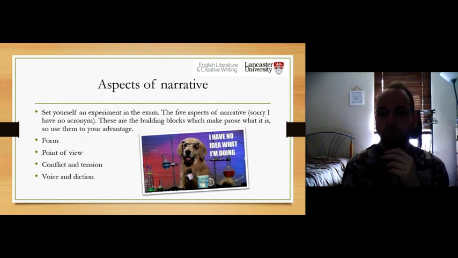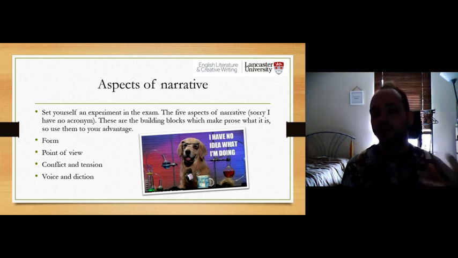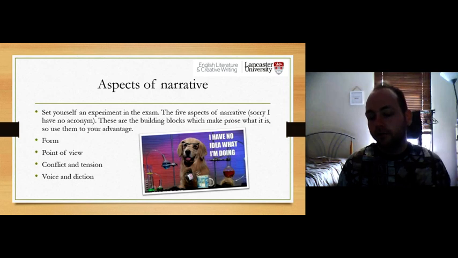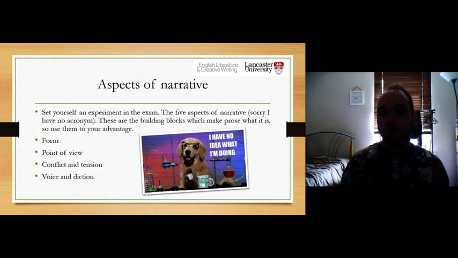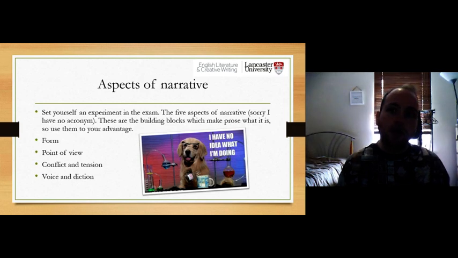There's 5 traditionally, including time. We'll look at time a little bit later. These are the building blocks from which prose is made, so do use them to your advantage. If you're aware of these, then you'll know how to manipulate them. You'll know how to get the most out of your story by, say, changing the point of view around, speaking from a perspective that might seem alien or different to you.